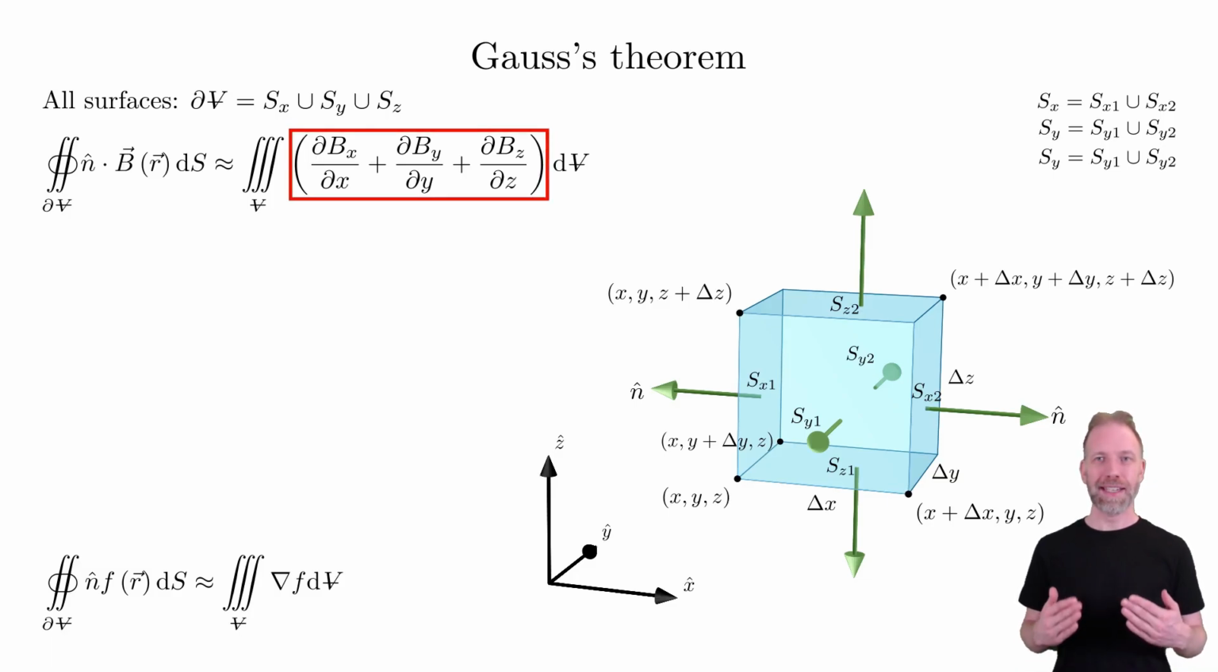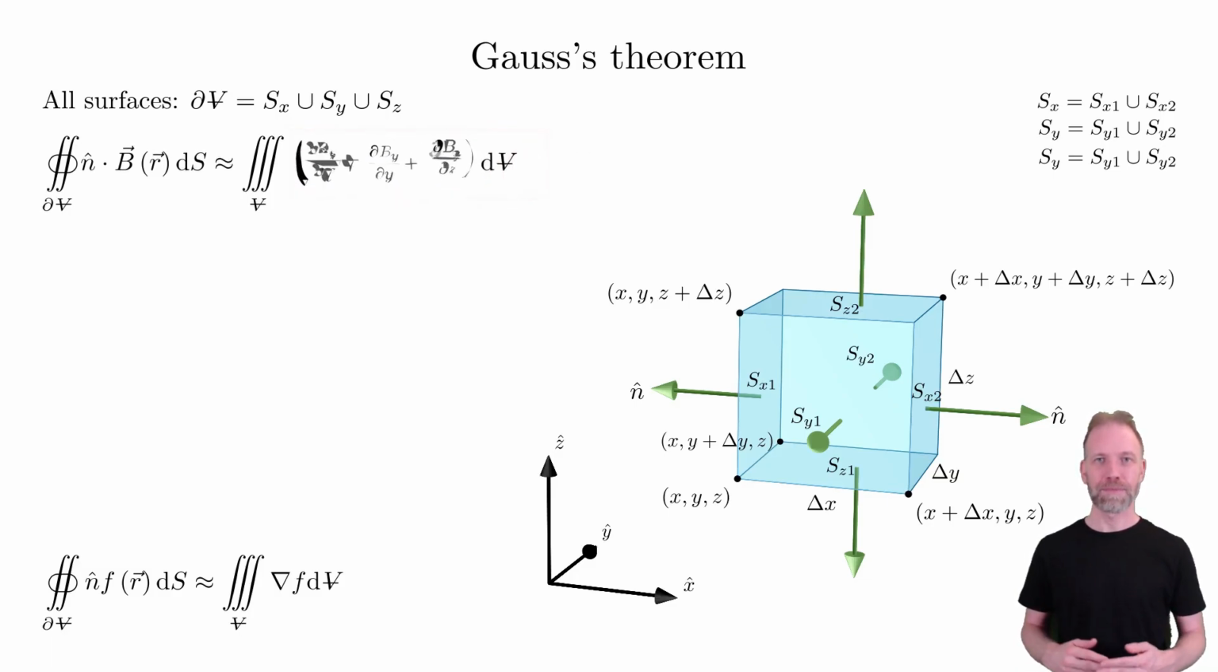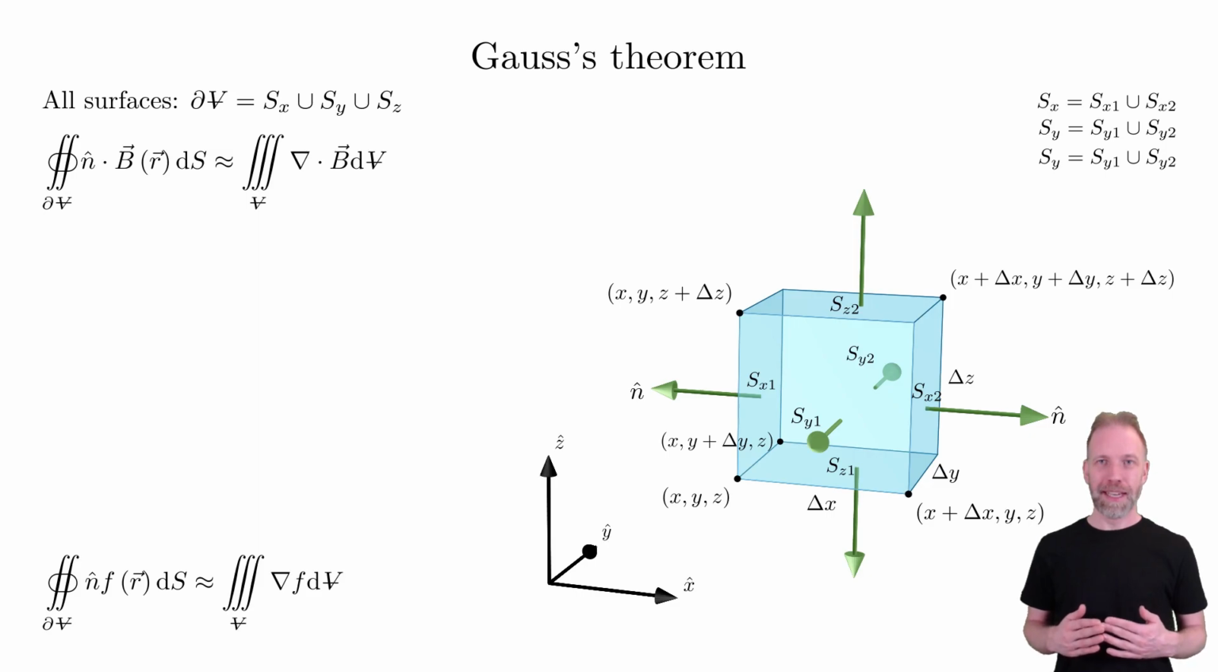This can now be identified as the divergence of B. And we get the classical divergence theorem that the divergence of B integrated over the volume is the same as the flow of B integrated over the closed boundary of the volume.